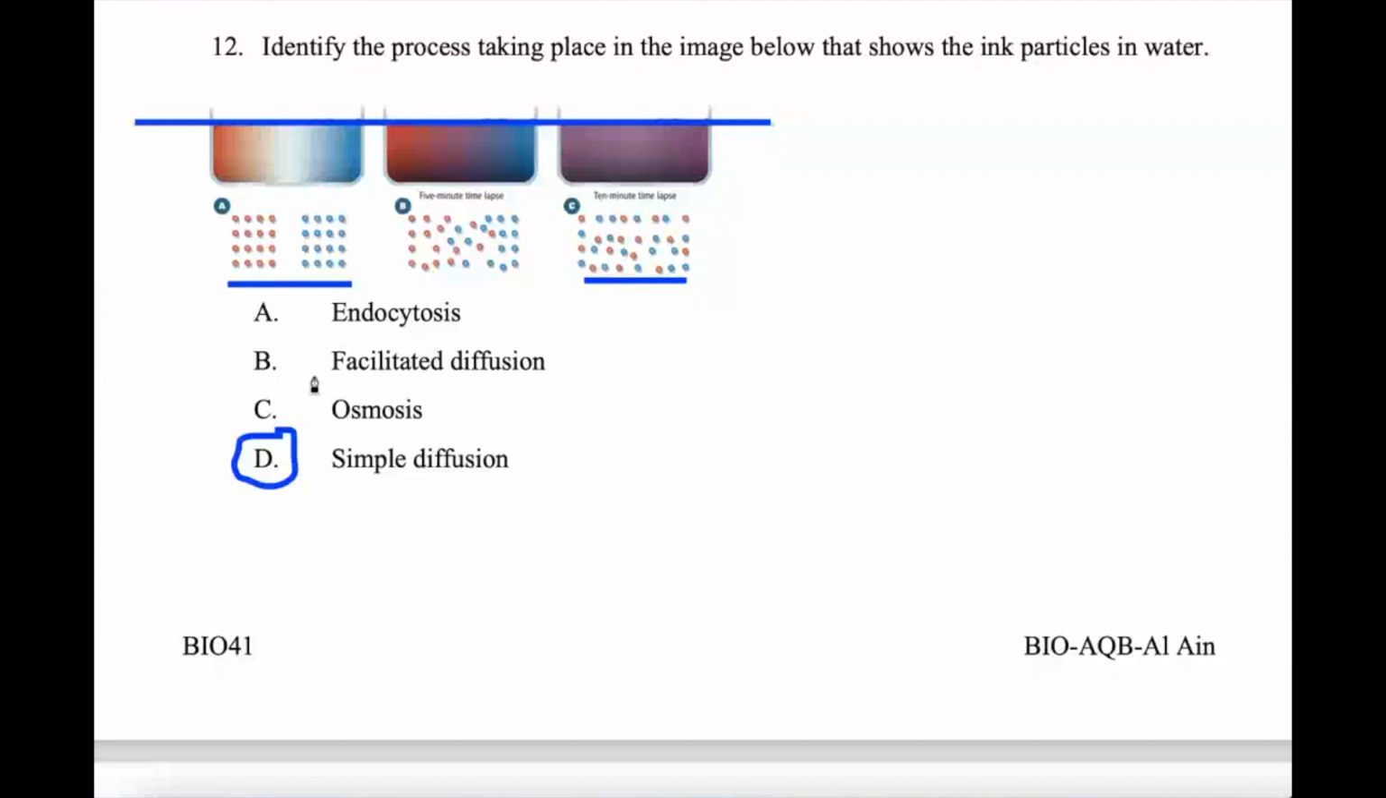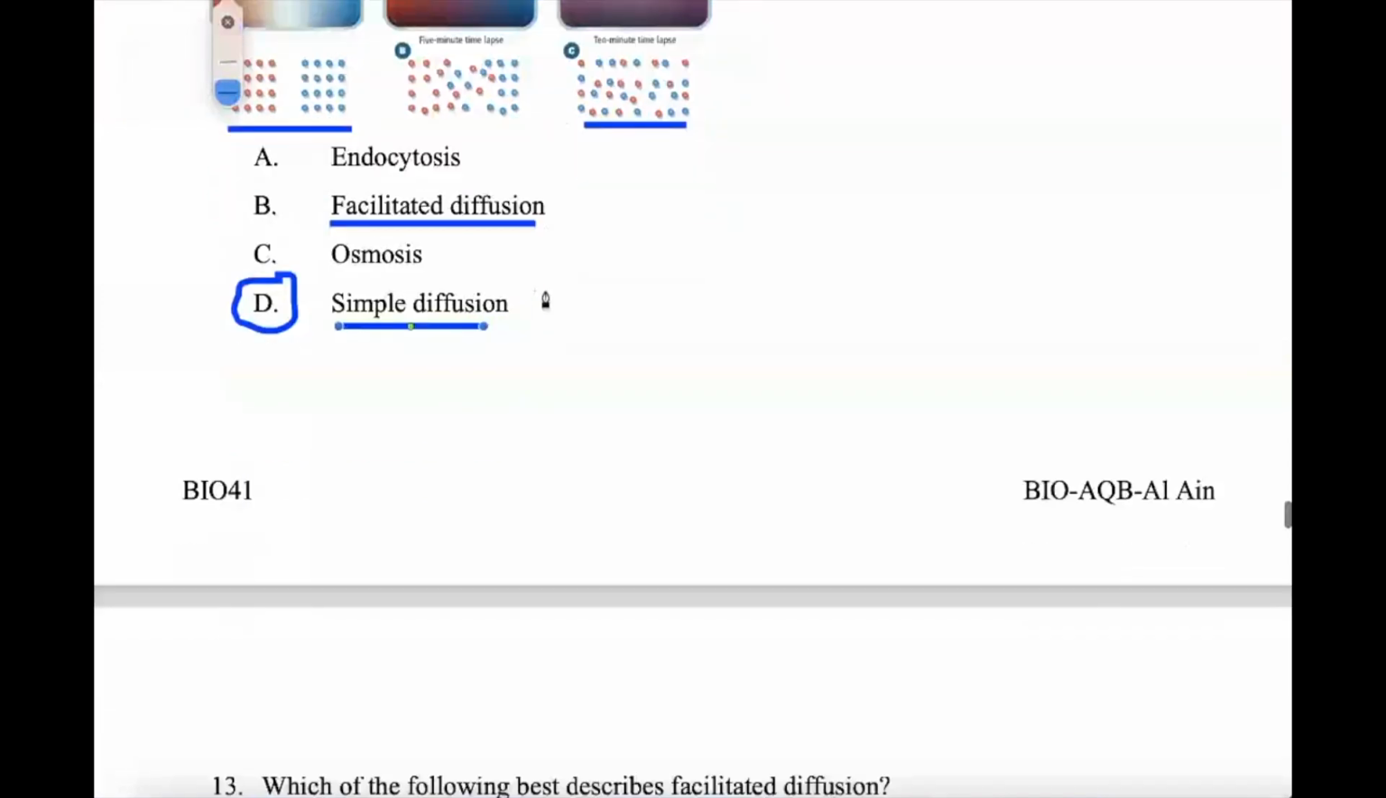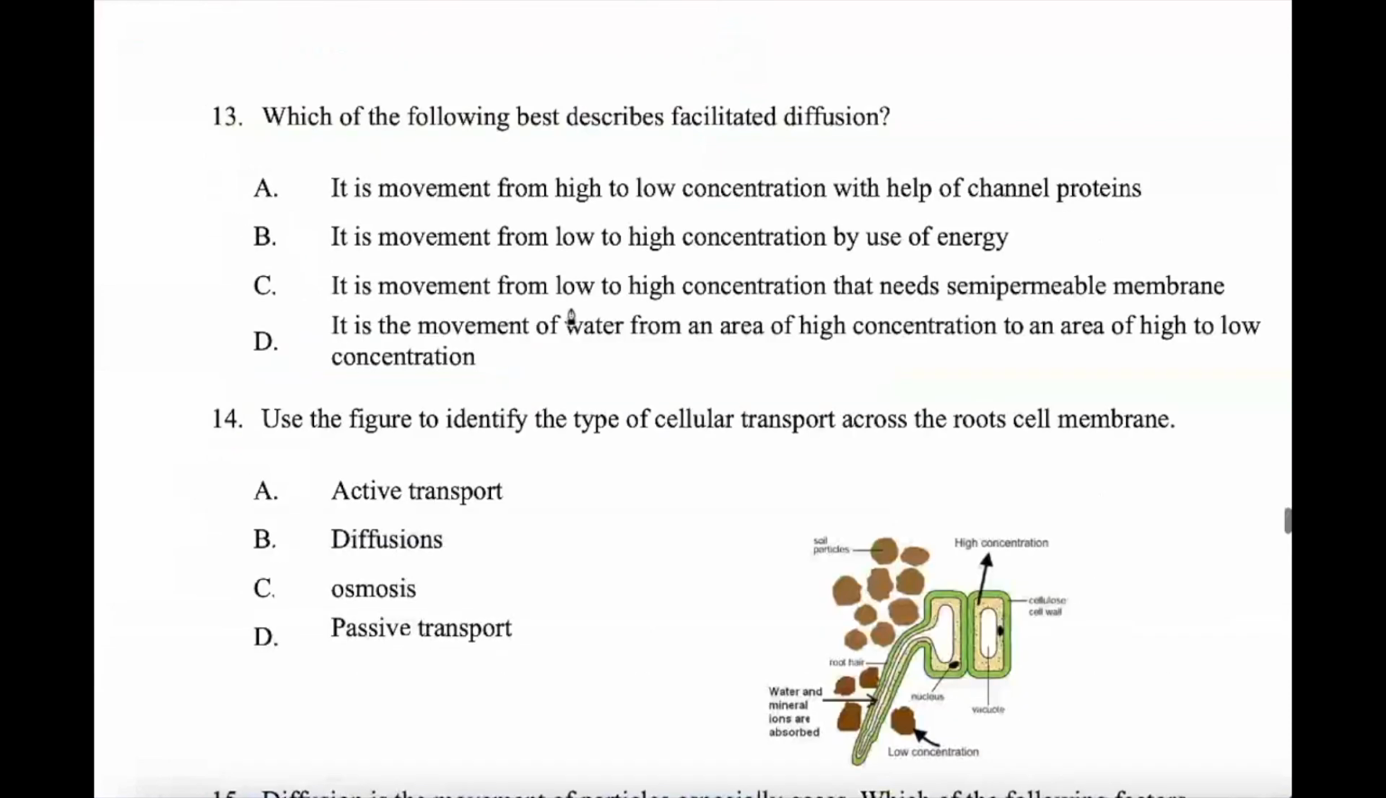Now, someone of you asks, why not facilitated diffusion? Because there is no carrier molecule or channel protein shown in this picture. You got it? So it is simple diffusion because the molecules are moving from one side to another side, and then they reach dynamic equilibrium. Okay, let's move to the next.